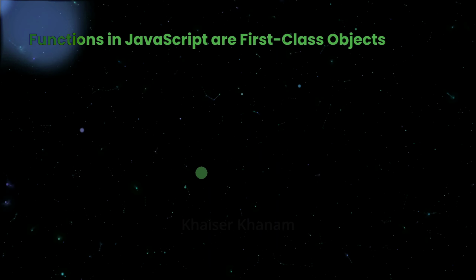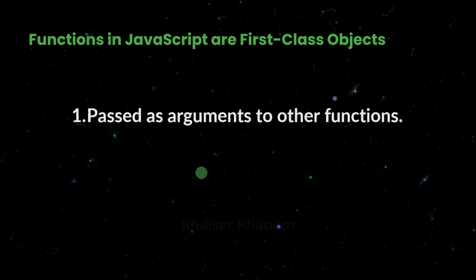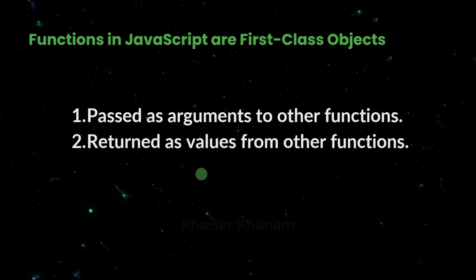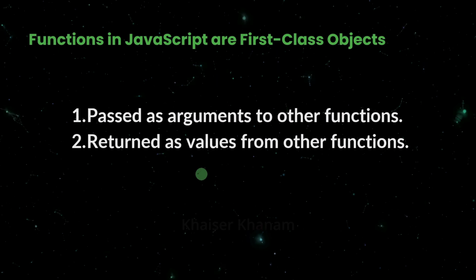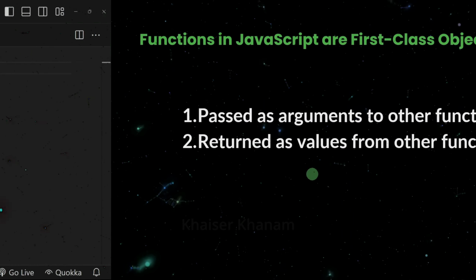Functions in JavaScript are first class objects, which means function can be passed as argument to another function, as well as functions can be returned from other functions. Let us see the example to understand about this callback function.